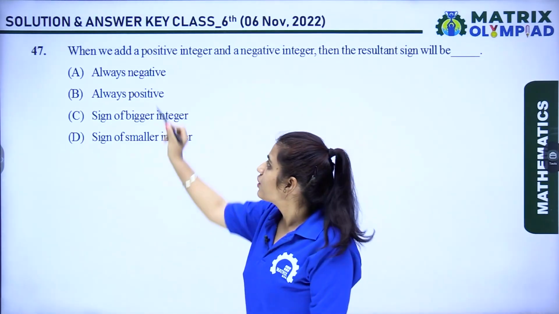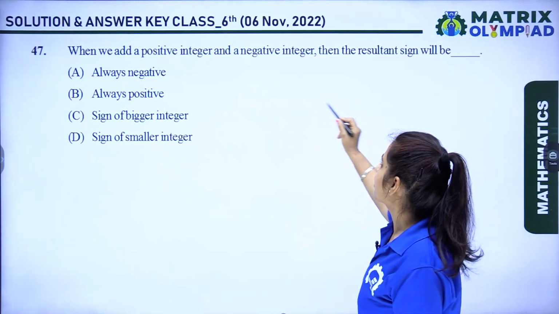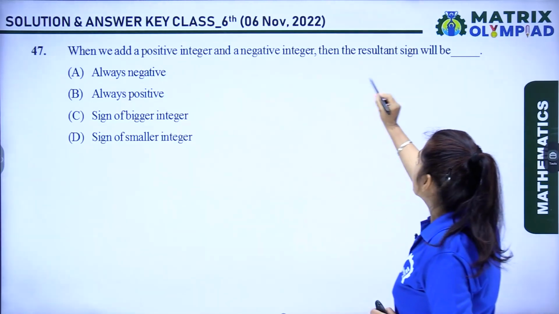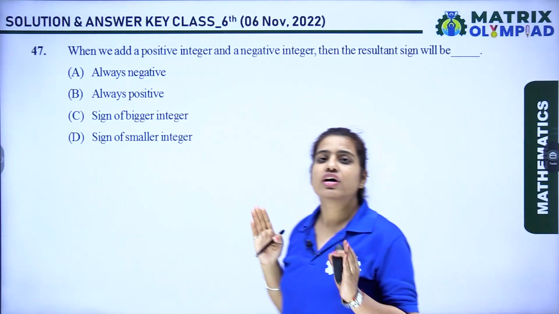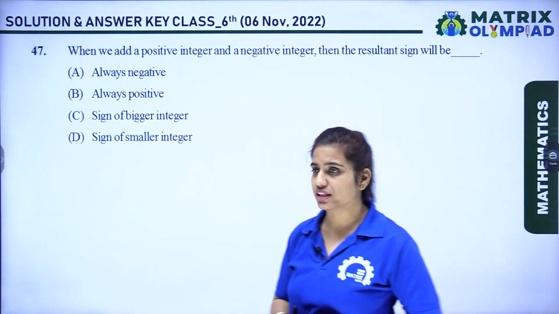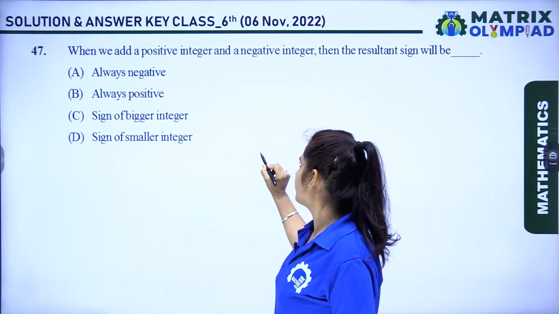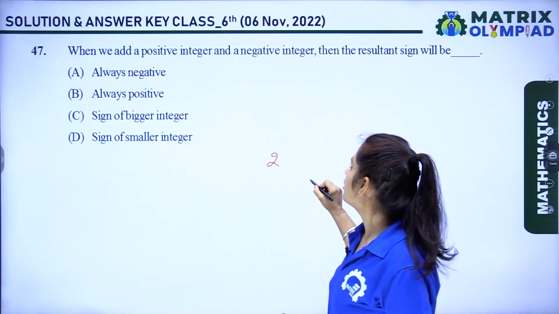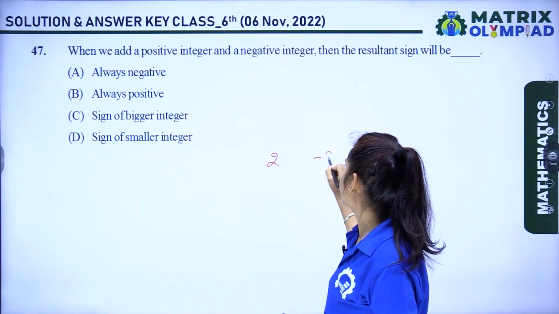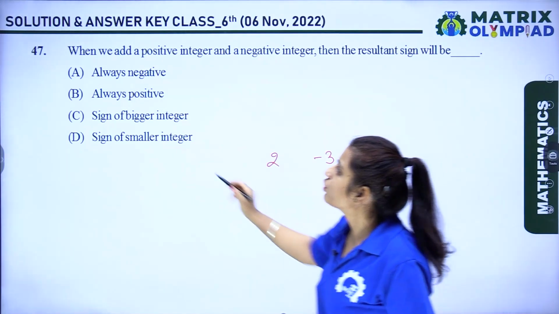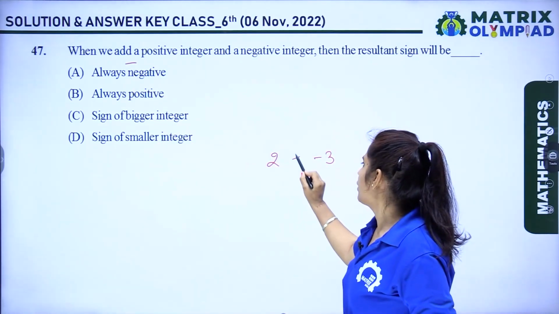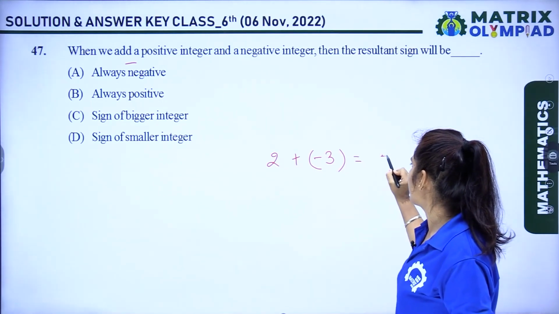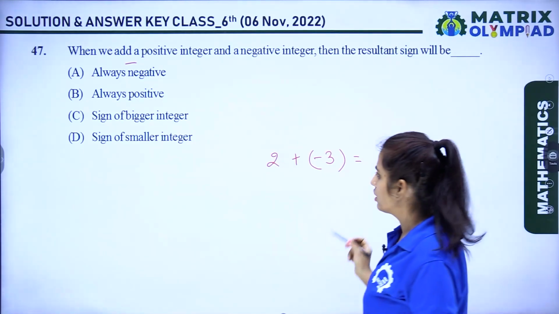Now the next question is, when we add a positive integer and a negative integer, then the result sign will be, we have to only identify the sign of the result. Let's take an example. The positive integer is 2 and the negative integer is minus 3. We have to add them. By doing the addition, we get minus 1 as the answer.